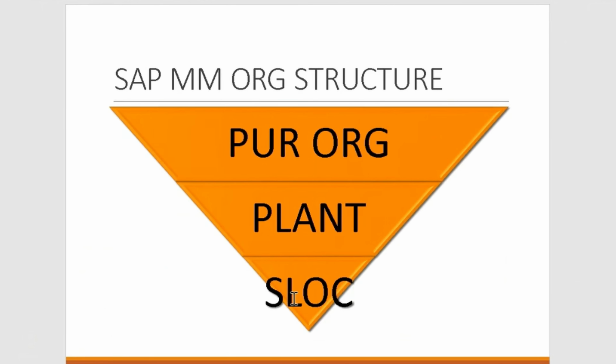Client is the top organizational level of SAP. Then there will be company code information, then there will be plant information. So this will be the SAP organization structure. If we talk about the SAP MM organization structure, it will start from the purchasing organization, then there will be plant, and then there will be storage location. Okay, so this is the SAP MM organization structure.